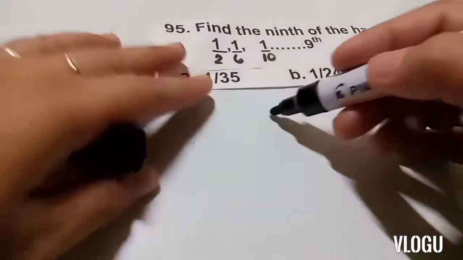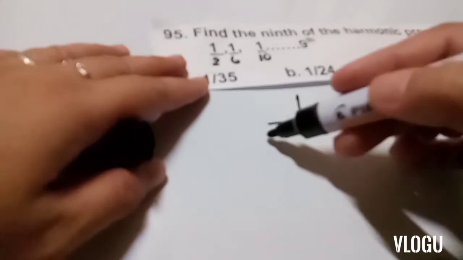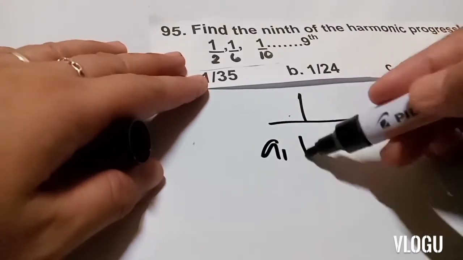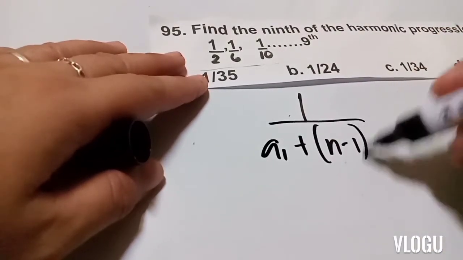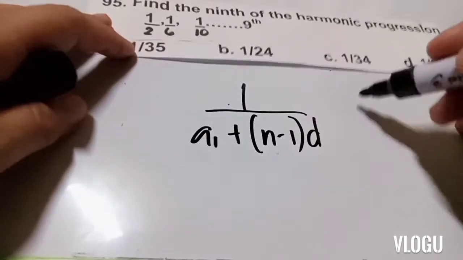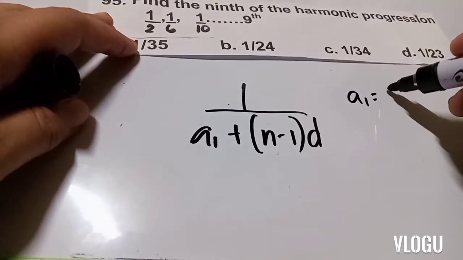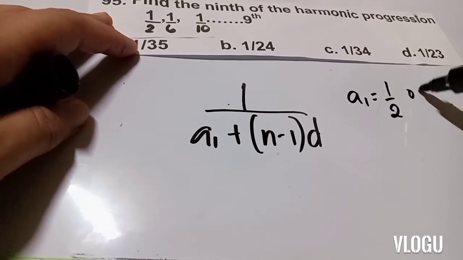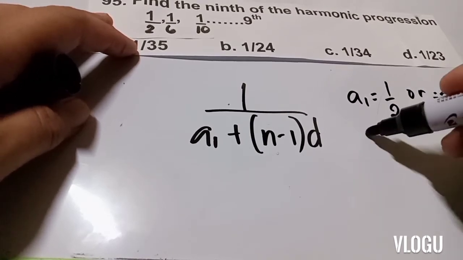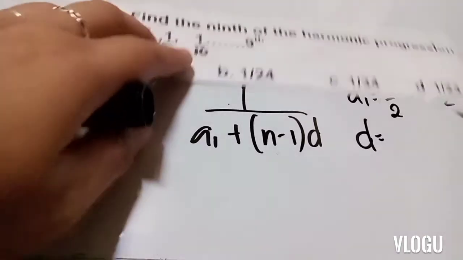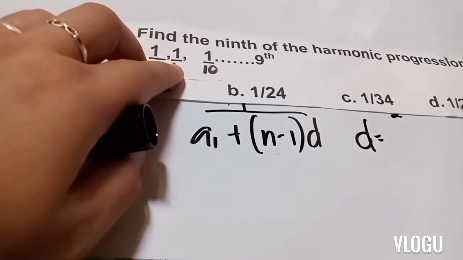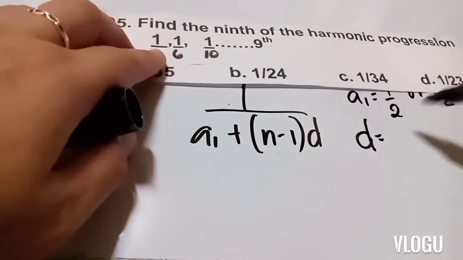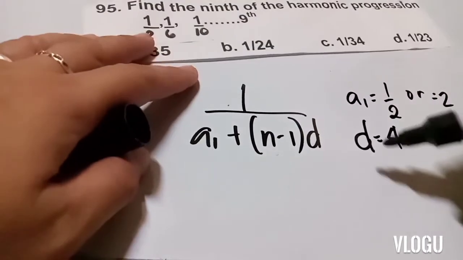So we know that the nth term is a1 plus (n minus 1) times d. Our a1 is 1/2, and the reciprocal of 1/2 is 2. For the common difference, 10 minus 6 is 4, and 6 minus 2 is 4. So our common difference is 4.